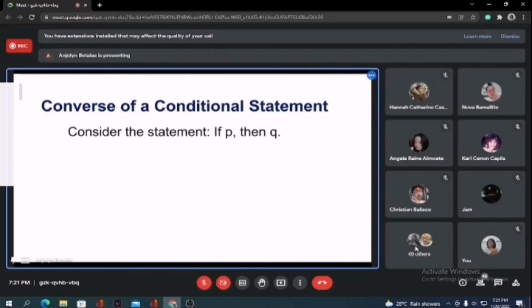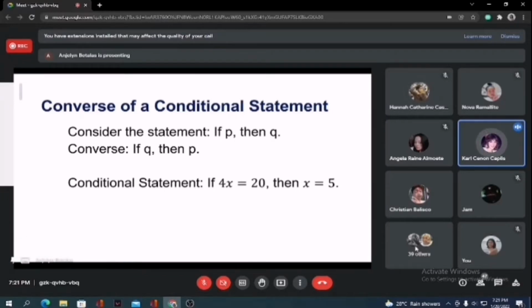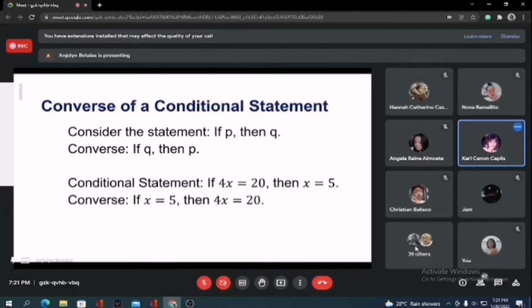For example, from the conditional statement if P, then Q, the converse is if Q, then P. So P is the hypothesis and Q is the conclusion; we just flip them. Example: if 4x equals 20, then x is 5. Who would like to give the converse of this conditional statement? If x equals 5, then 4x equals 20. Very good. Yes, ma'am.